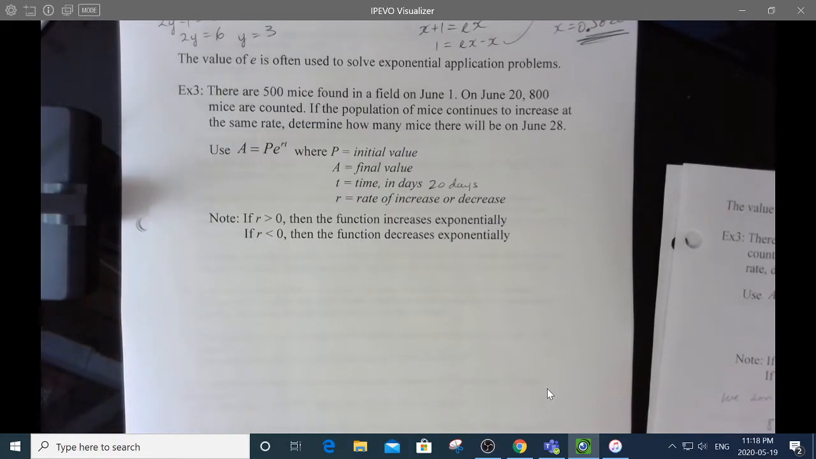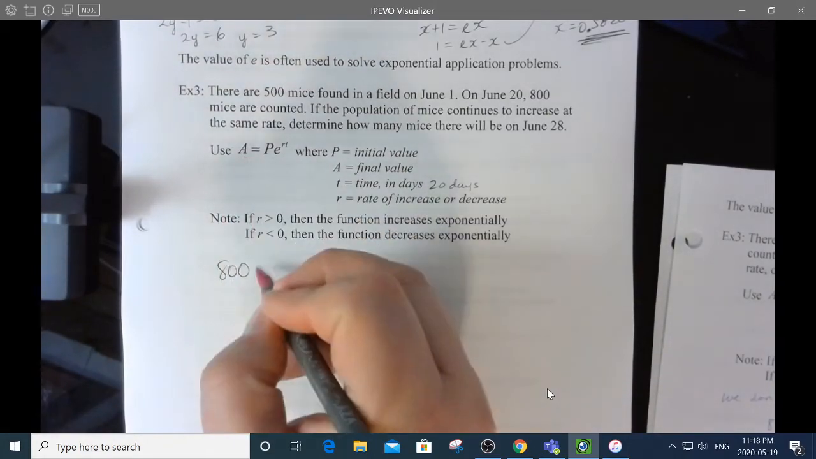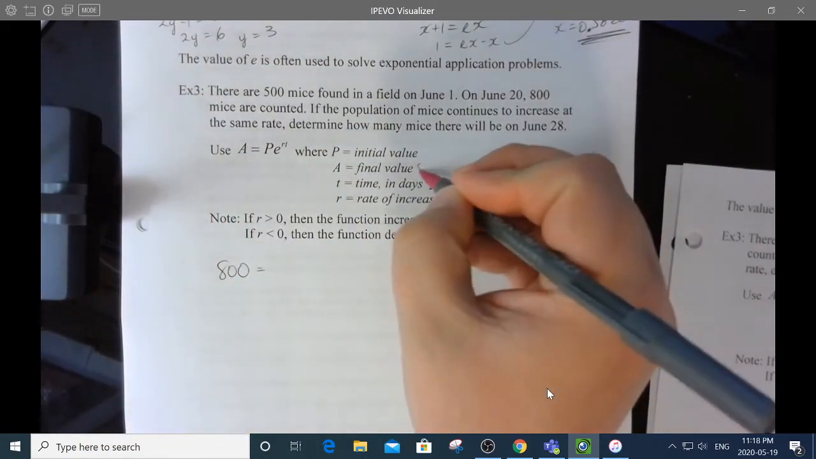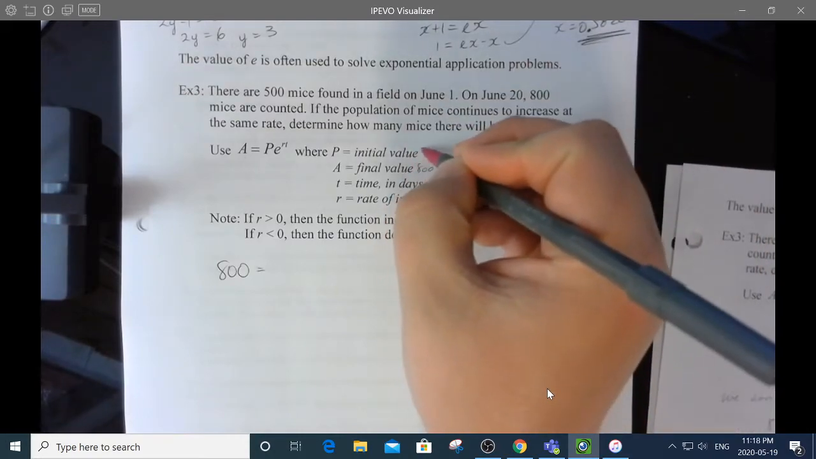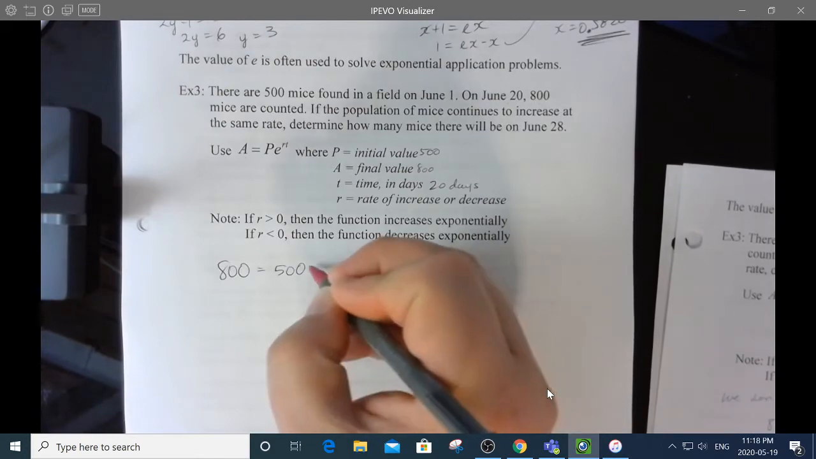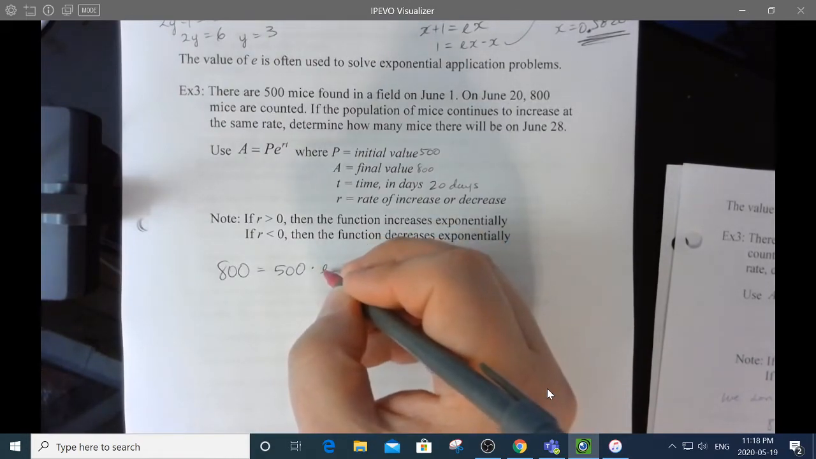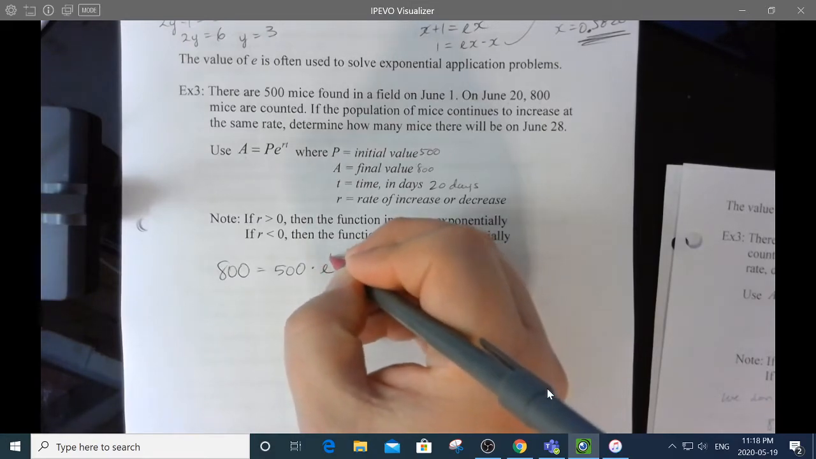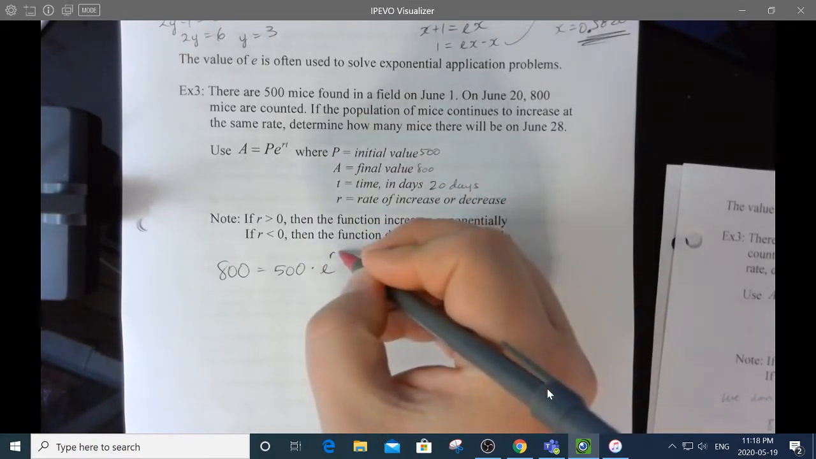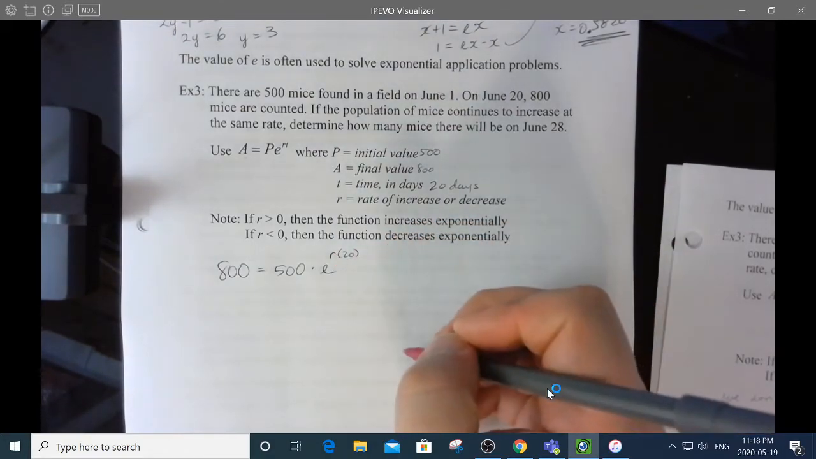So we actually don't know what R is, but they tell us that on June the 20th, there's 800 mice. So the amount of mice I have is 800. The final value is 800. The initial value is 500. So that's the P value. And we know E is the value 2.718 blah blah blah, but we don't know this R, and we actually know that the time is 20 days. So I'm solving for this R. So how am I going to do it?